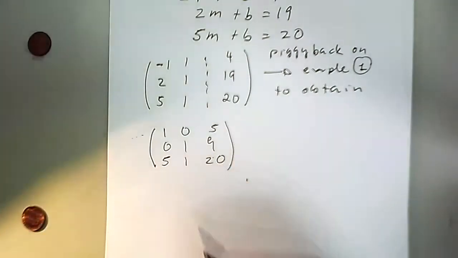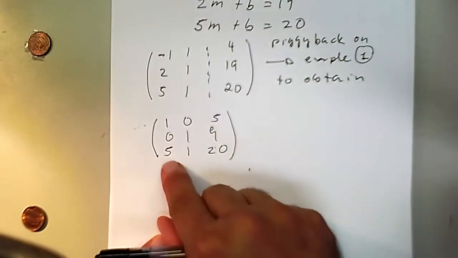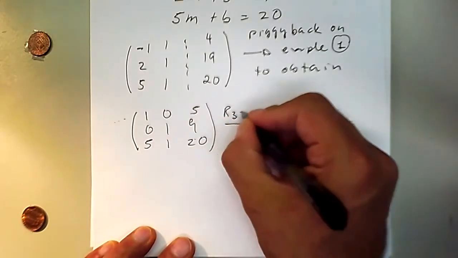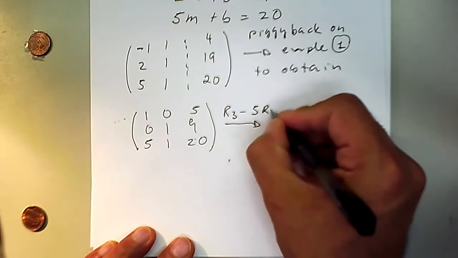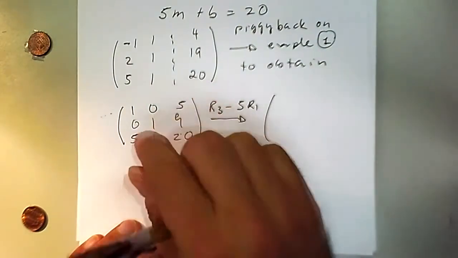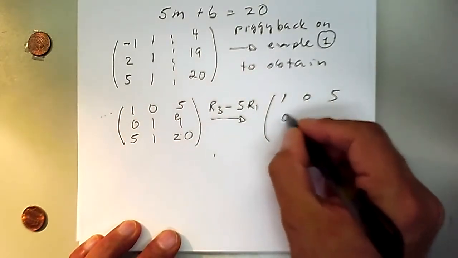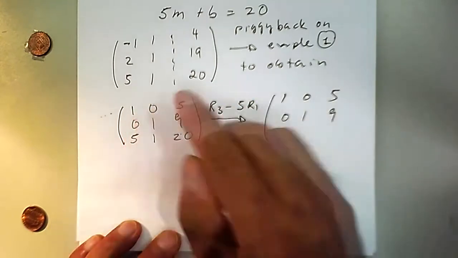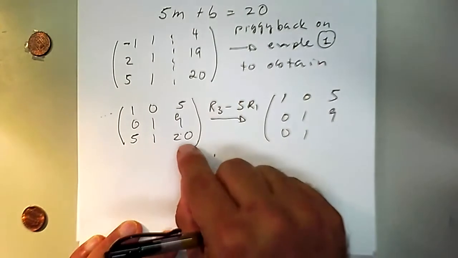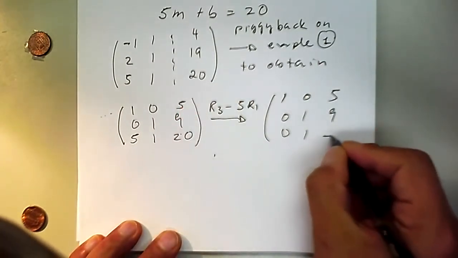Okay, and then we can clear the 5 by subtracting 5. So we can do R3 minus 5 times R1. This is much cleaner, so it's easier to manipulate. And we end up with 1, 0, 5, 0, 1, 9. 5 minus 5 is 0. 1 minus 0 is 1. And then 20 minus 25 is -5.